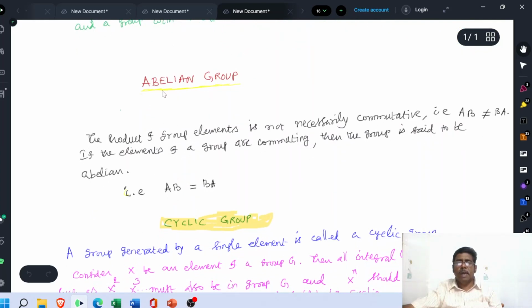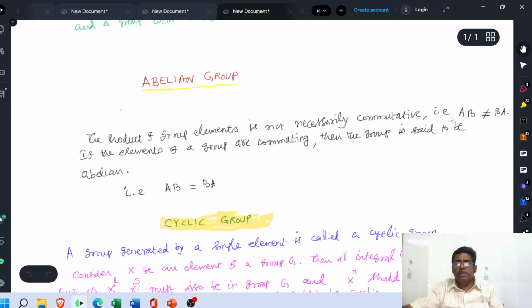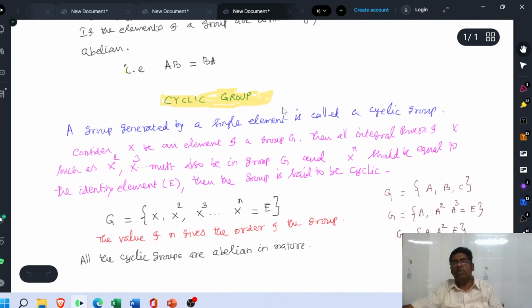Next topic is the abelian group. Usually the elements in a group may or may not be subjected to commutation. But the abelian group is a special type. In this type, all the elements commute. The product of group elements is not necessarily commutative, that is AB not equal to BA. If the elements of a group are commuting, then the group is said to be abelian, that is AB equals BA. The next type is the cyclic group.